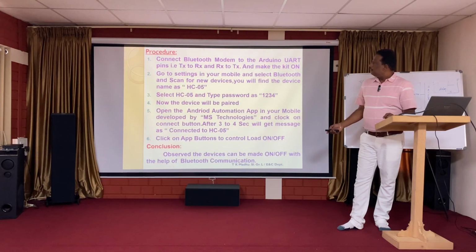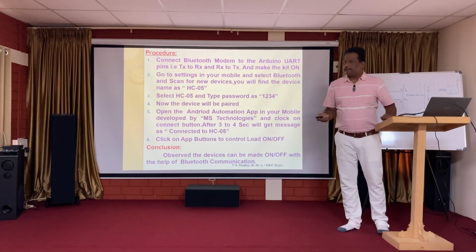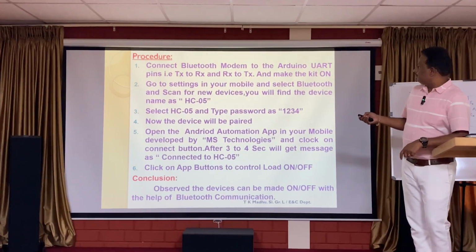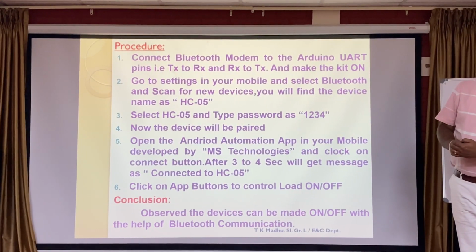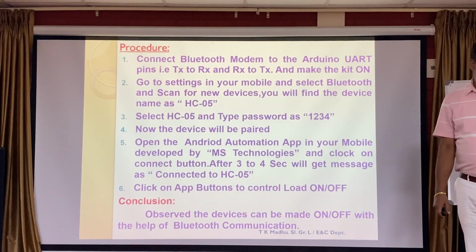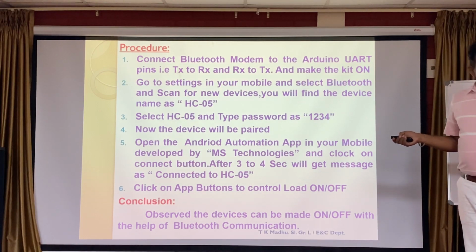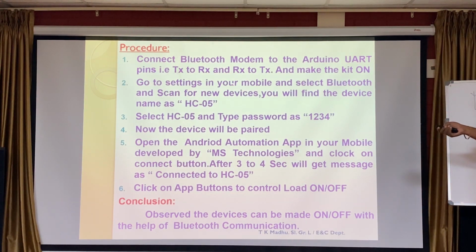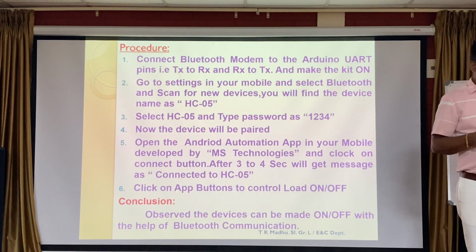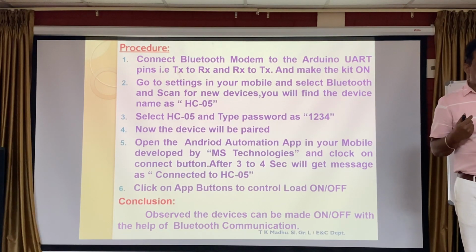The procedure is very important. First, connect the Bluetooth modem to the Arduino. As we did for the GSM modem, similarly here also TX to RX and RX to TX we have to connect. Then go to the settings in the mobile, very important. There you should select Bluetooth. Then it will scan some devices. And whatever module we connected to the Arduino, that number is HC05.